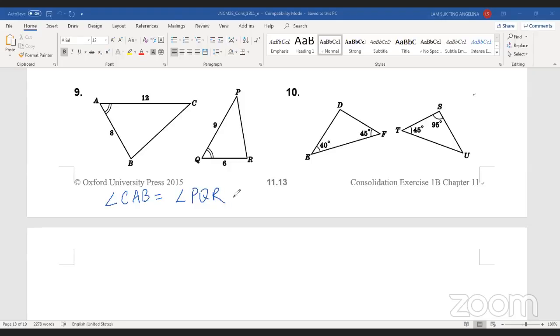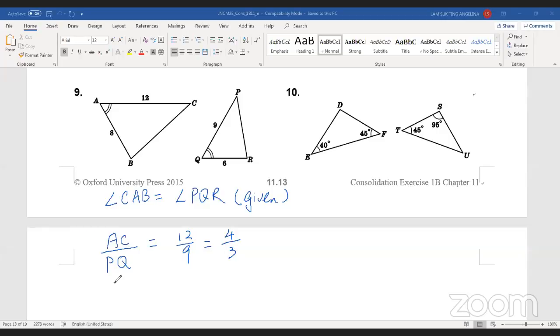There's no value. Sometimes you may need to write down "given". It means you are given the diagram, and the diagram tells you that these two angles are equal. And then you look at the length. For the one on the left, I should use AC. AC compared with PQ, which is 12 over 9. Cancel 3, I have 4 over 3.